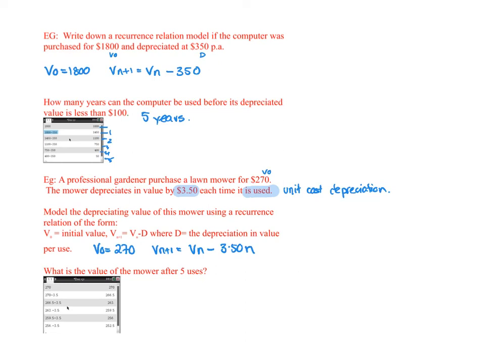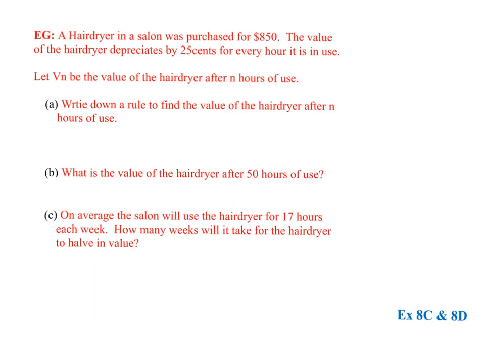Okay, and what was the value after 5 uses? You can just quickly do a recurrence because 5 uses, 5 times on your calculator is not hard. So I did 270, there's 1, 2, 3, 4, 5, and I see that it's $252.50. Okay. Going on.